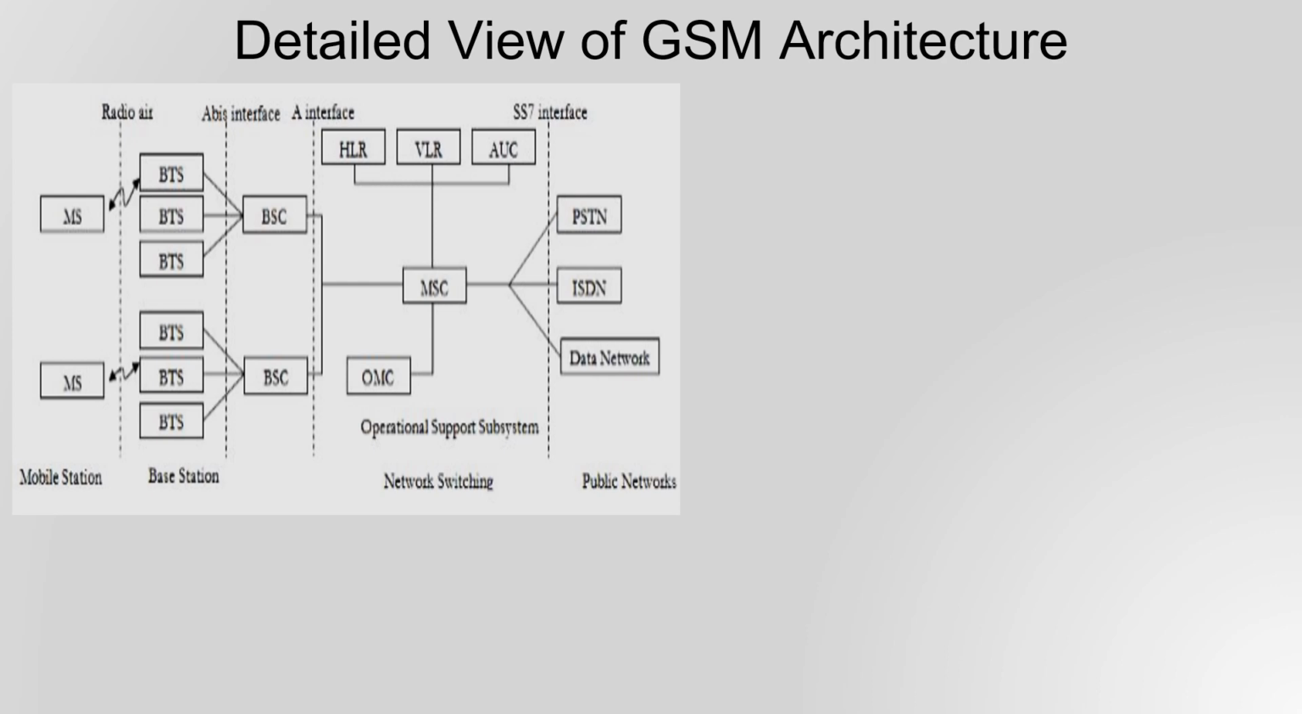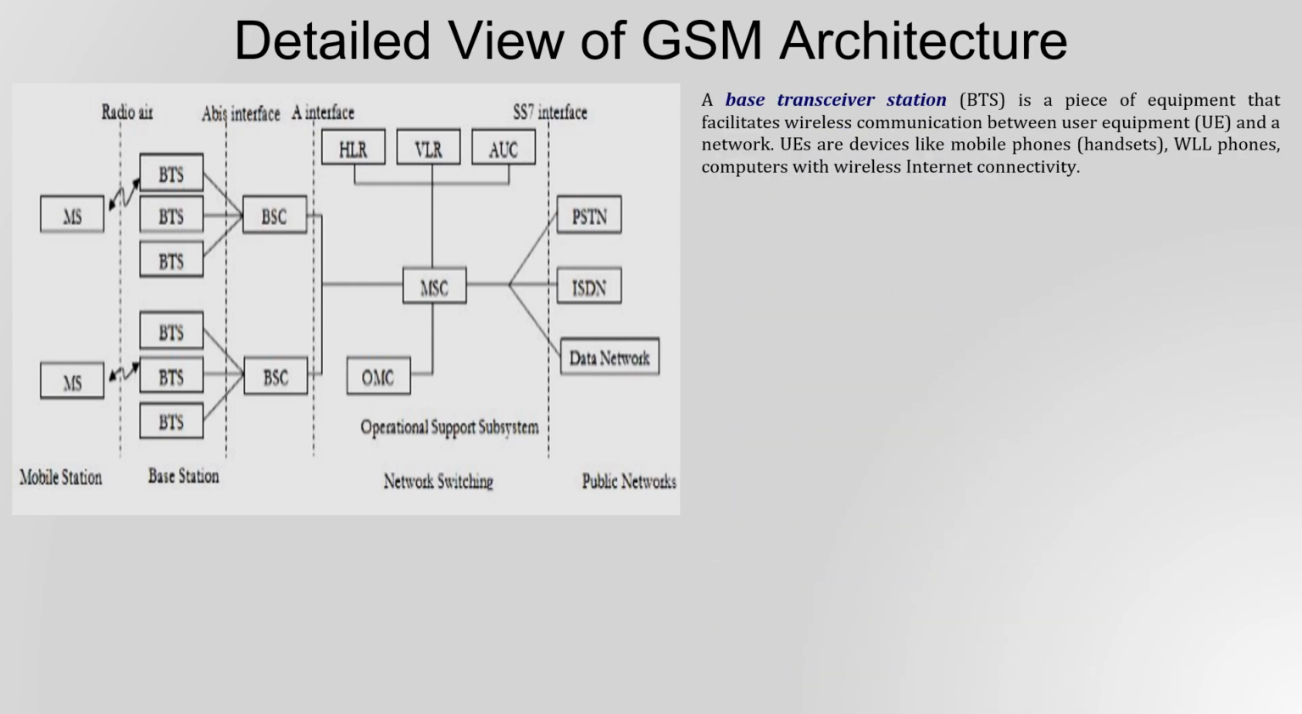and each and every sector will be taken care of by a BTS. BTS is nothing but the base transceiver station, which is a piece of equipment that is actually facilitating the wireless communication between the user equipments and the network. The user equipment here is nothing but the mobile station. What we see over here is what we call the BTS, that is, base transceiver station.